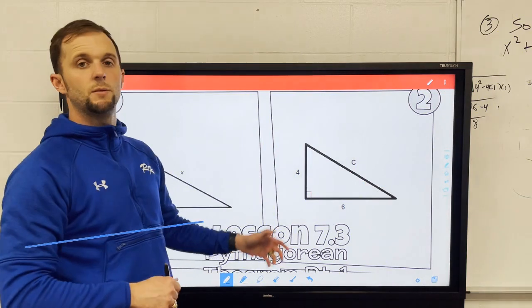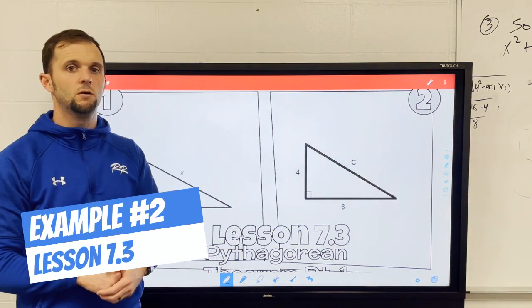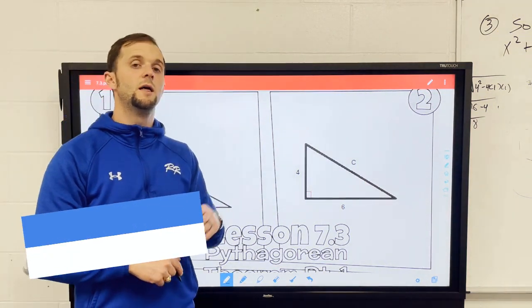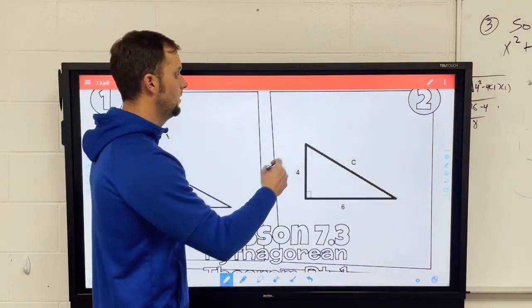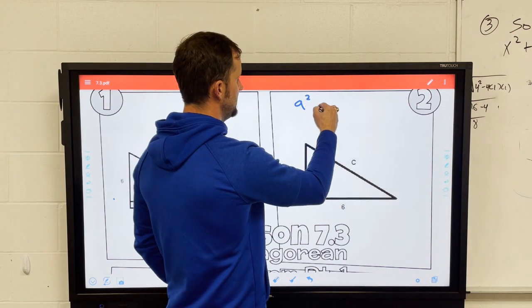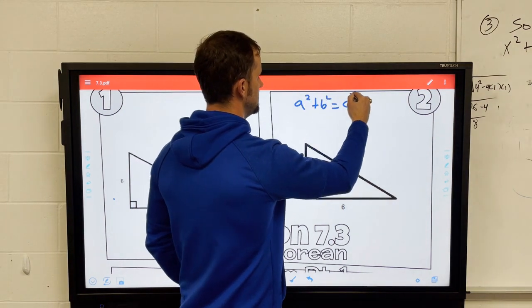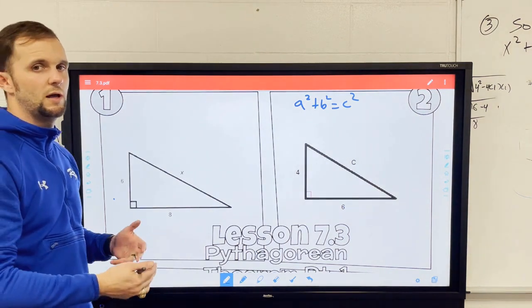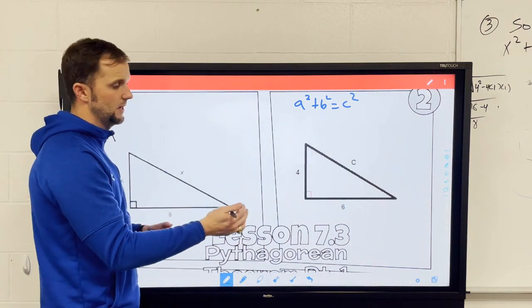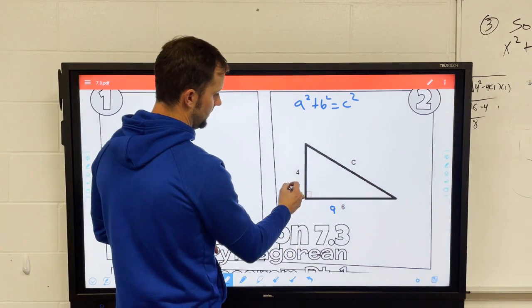All right, look at example number 2 again. I've been given a right triangle, and I'm going to use the Pythagorean theorem to find my hypotenuse here. So I know A squared plus B squared is equal to C squared. So remember, my two legs are A and B, so it doesn't matter which one I plug them into. A and B are both the legs. So I'm going to call this one A, I'm going to call this one B.